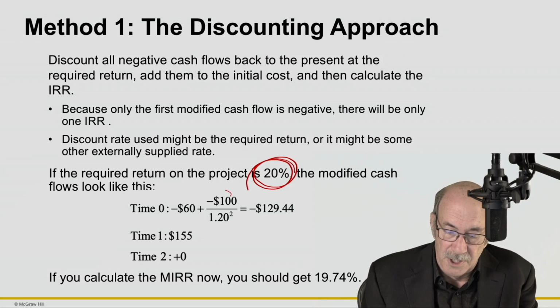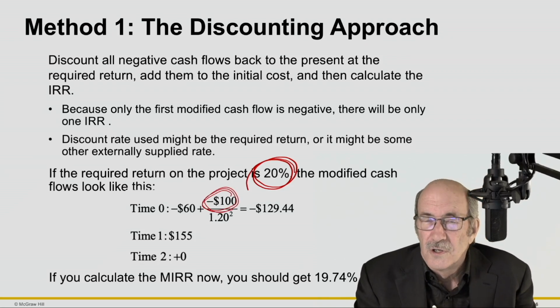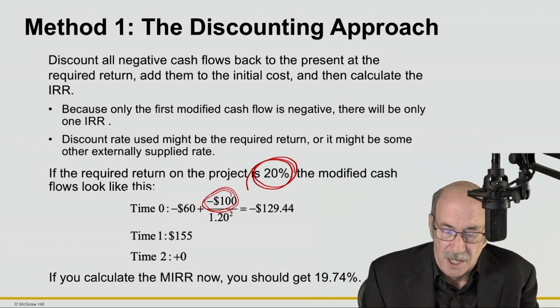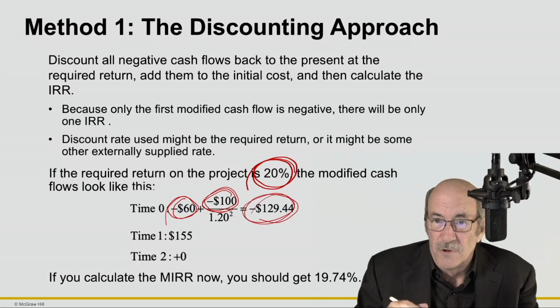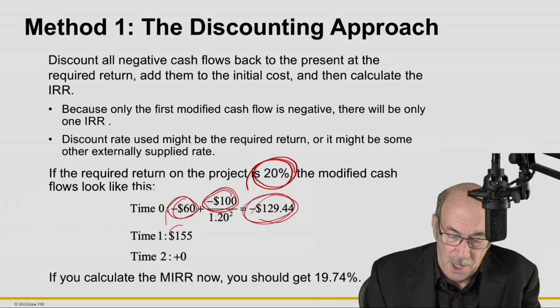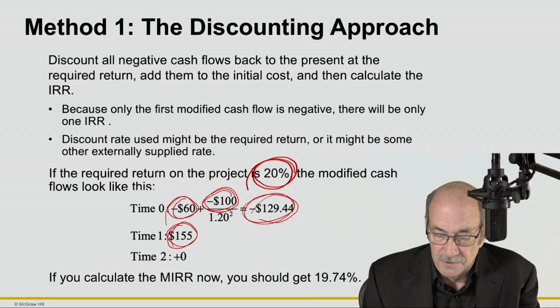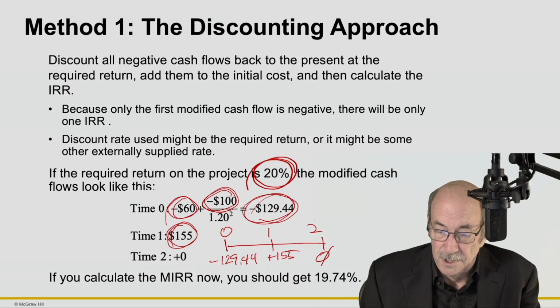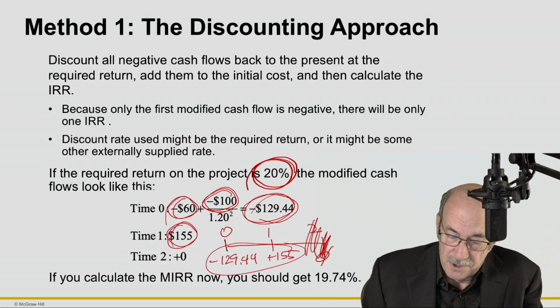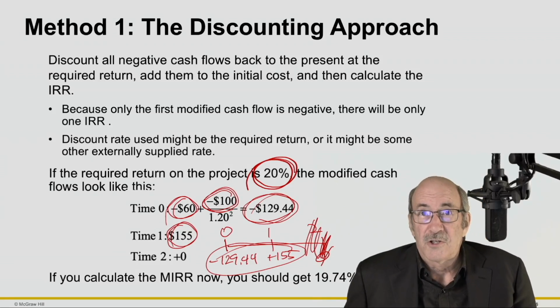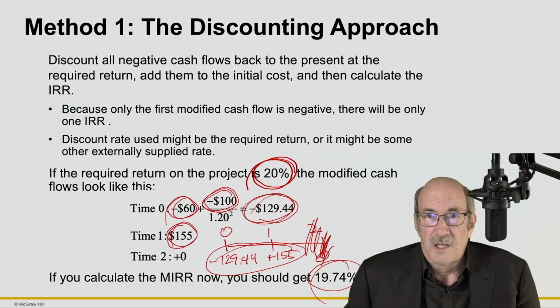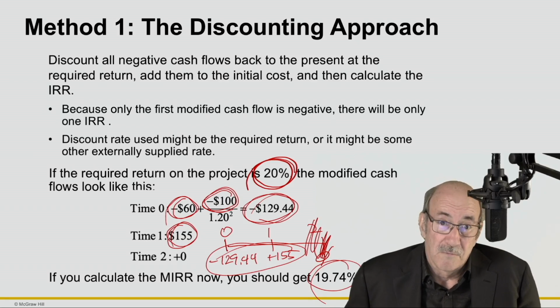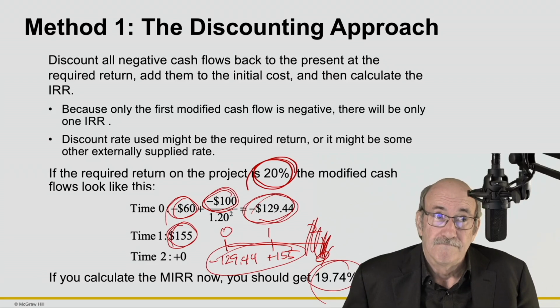So we're going to move that $100 back 2 periods to time 0 and add it to the $60 investment. We're going to have a total of $129.44 of investment. So then at time 1, we have $155 cash inflow. So here's our new timeline. And there's nothing out here at 2, so we don't even need that. So now there's only one sign change, and we can calculate an internal rate of return, and it turns out to be about 19.74%. Now, if our required rate of return actually was 20%, this is a project we wouldn't take.